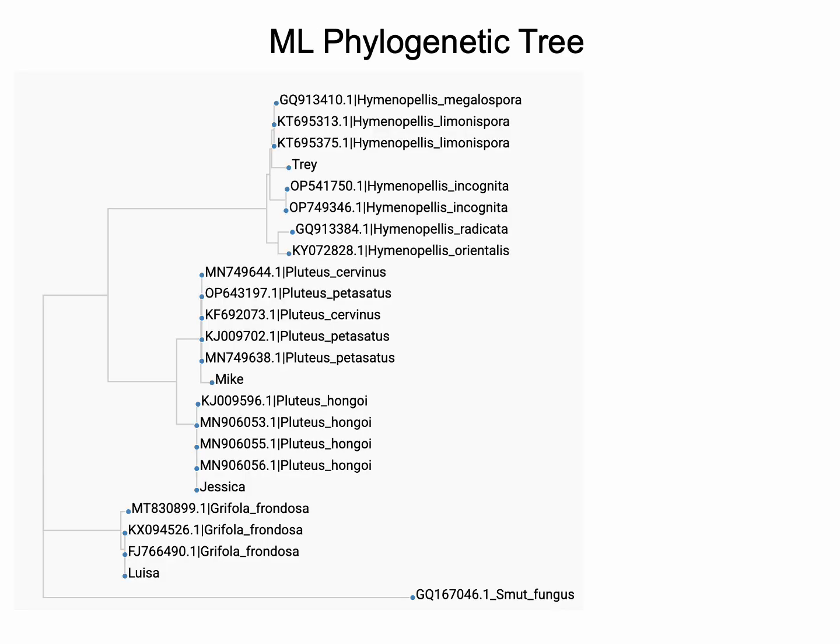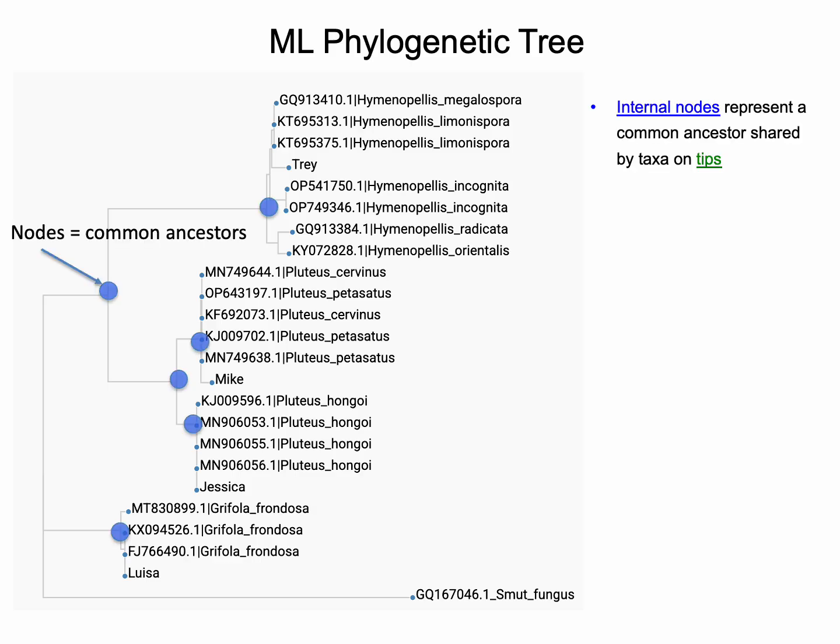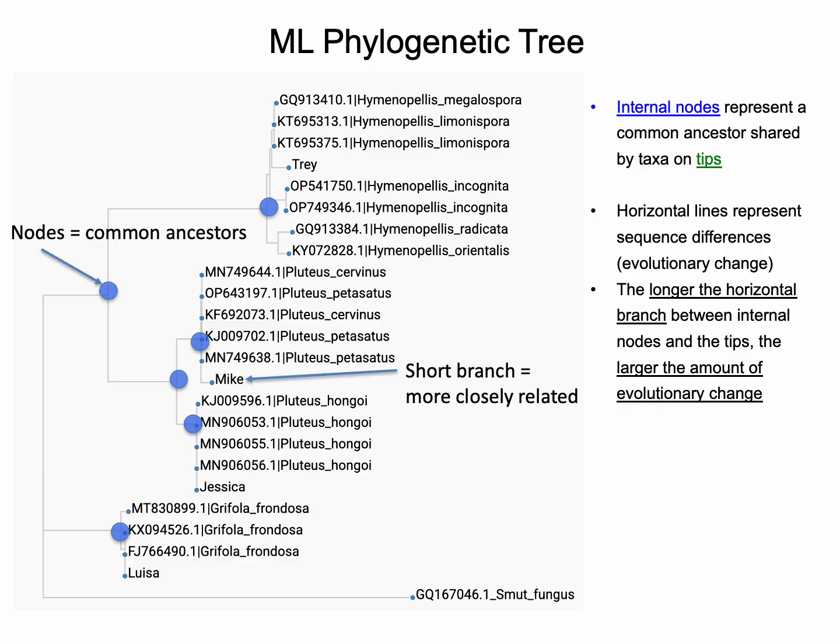This is the maximum likelihood tree output. This algorithm fits mutations to a tree to produce the most parsimonious tree. In other words, the one that requires the fewest number of mutations to explain the sequence data, aka the shortest branch lengths. Internal nodes on this tree, represented by the big blue dots, represent a common ancestor shared by taxa on the branch tips. Horizontal lines represent sequence differences, aka evolutionary change. The longer the horizontal branch is, the larger the evolutionary distance, aka the less related those taxa are.